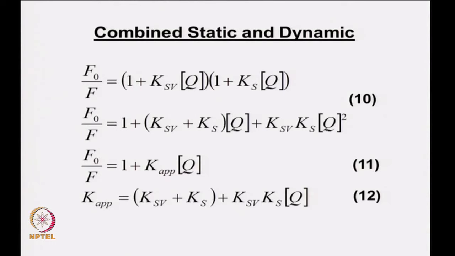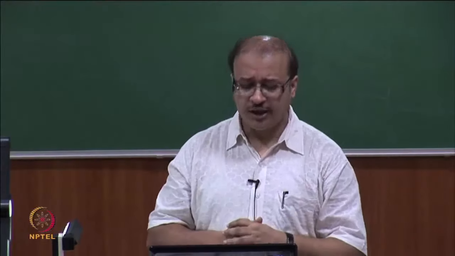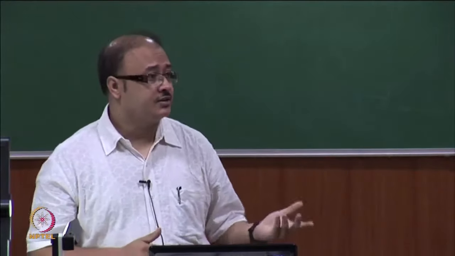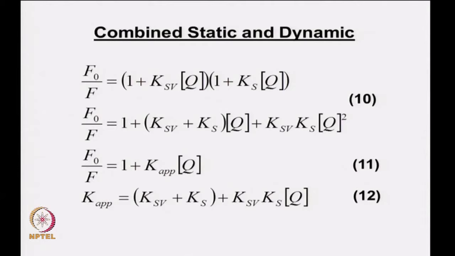We started with dynamic and then we said, okay, static is different from dynamic, but both exhibit linear plots if they are occurring individually. Now, you can have cases where both are operating together. It can be shown in that case that F0 by F, which we are familiar with by now, is equal to the product of the two.